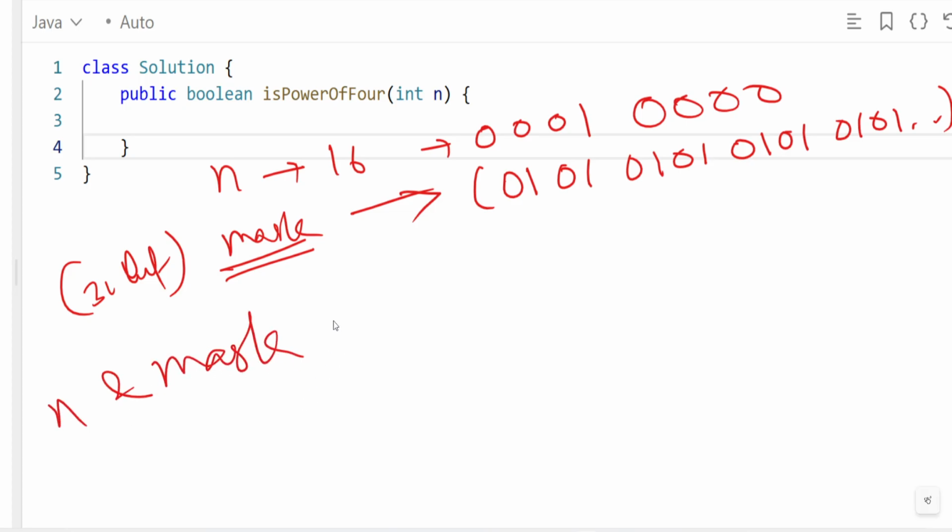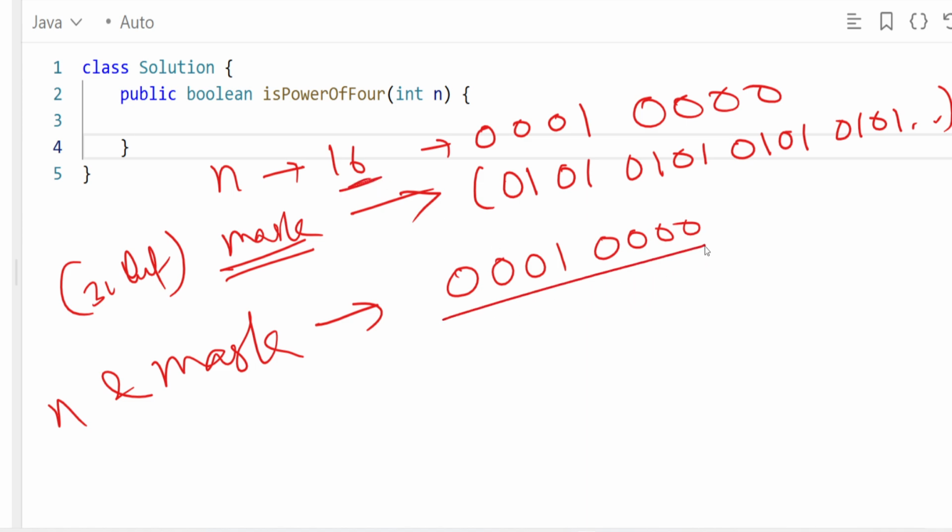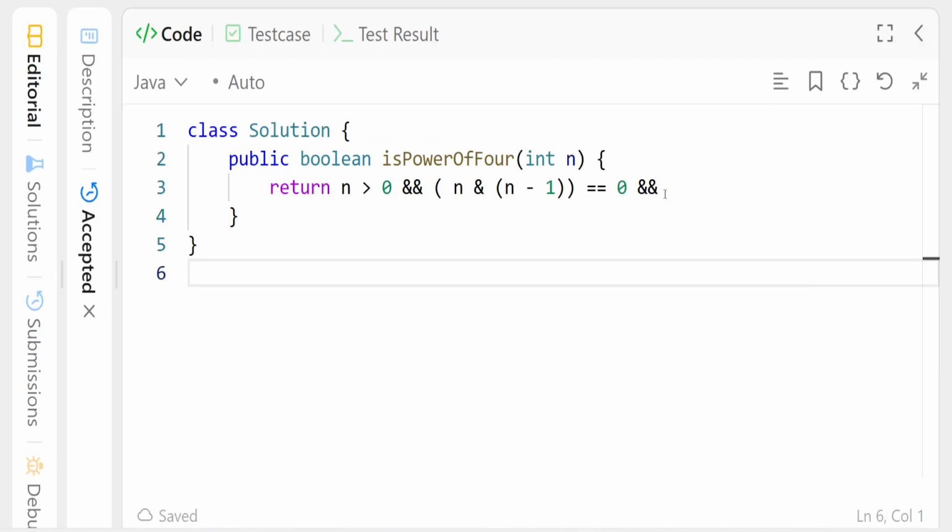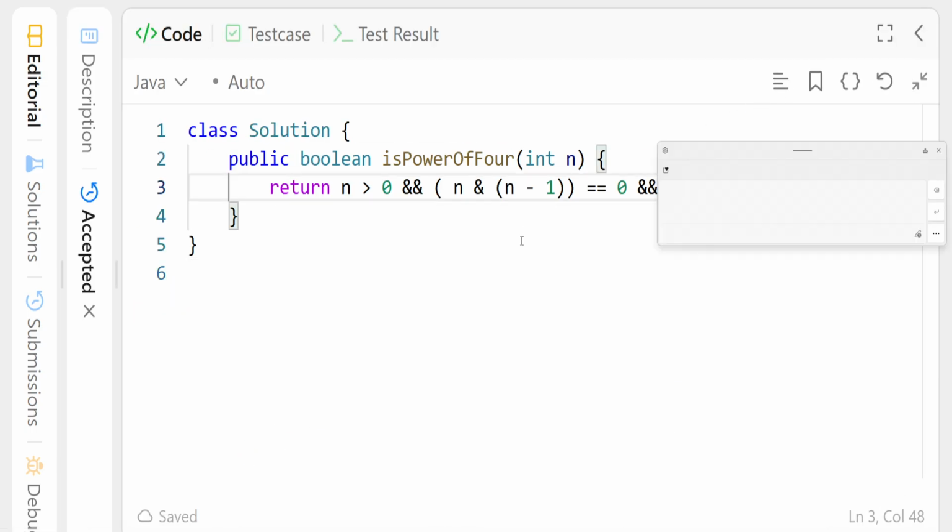If you do that, for 16 it gives you 0 0 0 1 0 0 0 0, a non-zero value. If it gives you non-zero, it means this is a valid power of 4. I hope you understand, right? Means very little changes we have to do. Let me write it.